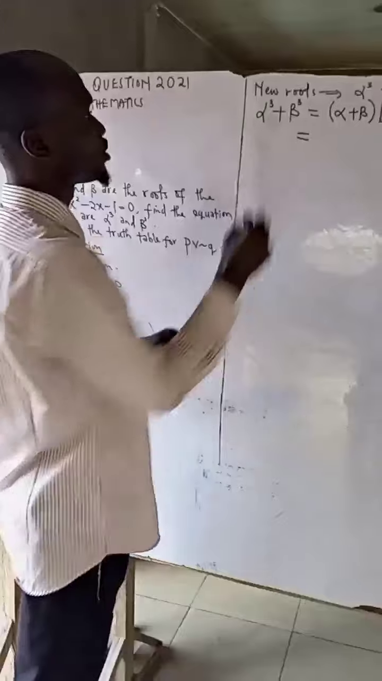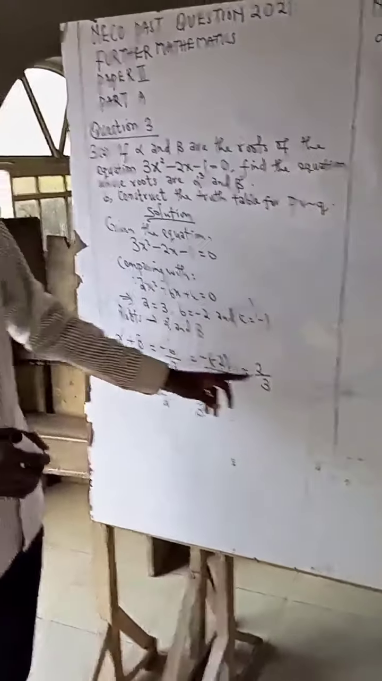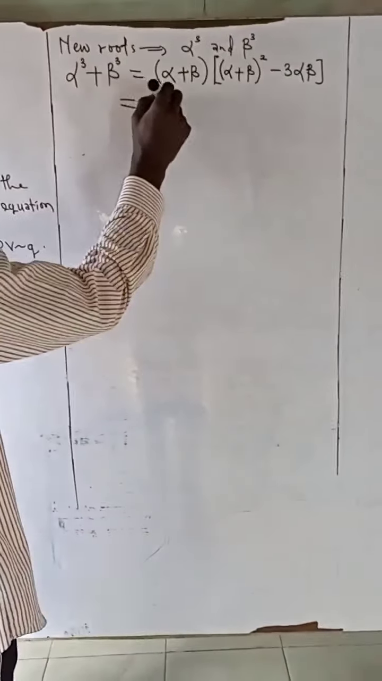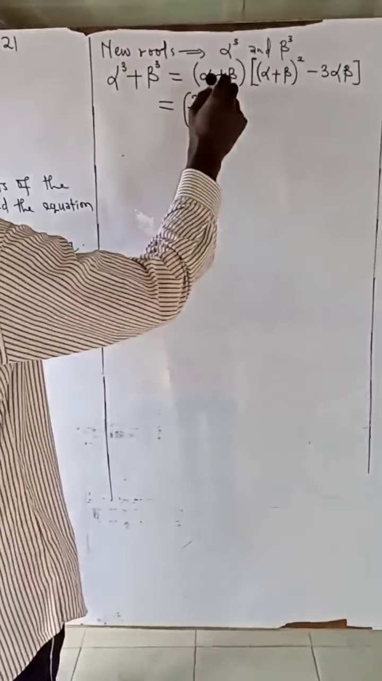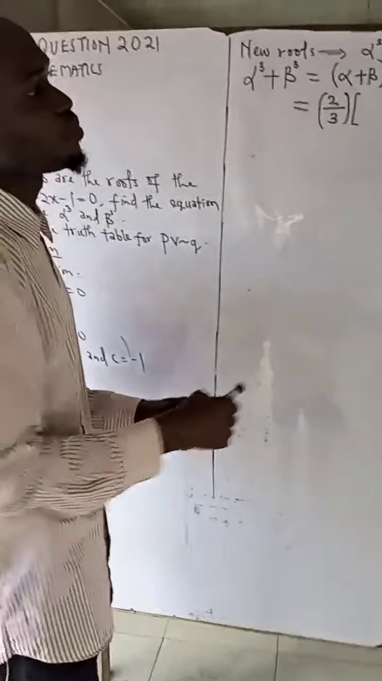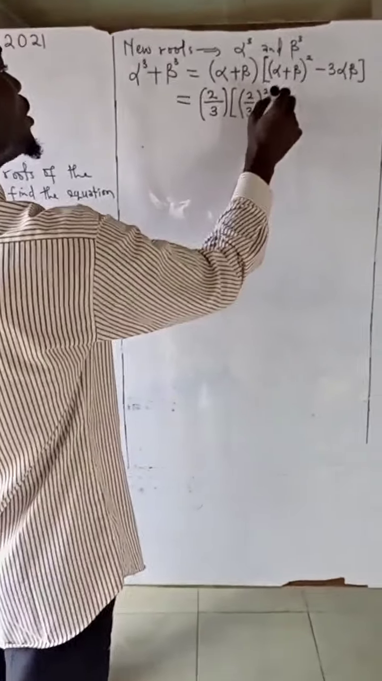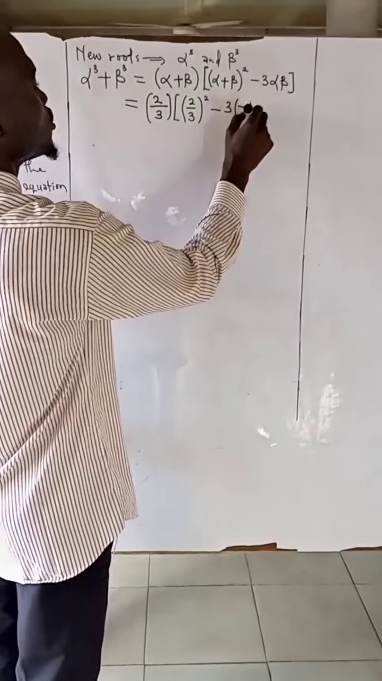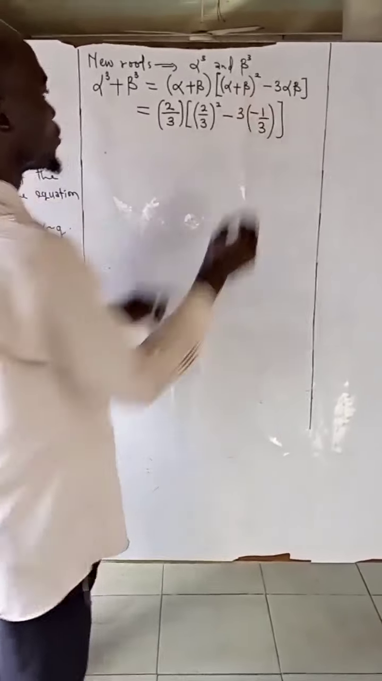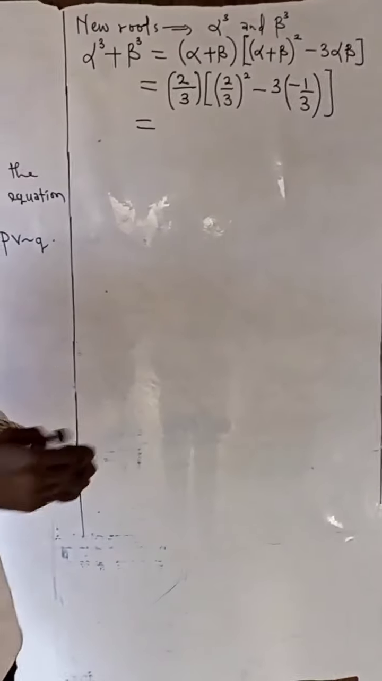So we now substitute this. We have our alpha plus beta here. We put it in the formula. That's 2 over 3, brackets. Open another bracket for alpha plus beta squared, which is 2 over 3 squared, minus 3 brackets, alpha beta from here is minus 1 over 3. Substitute minus 1 over 3. So we have to simplify what is inside the bracket and get our answer for alpha cube plus beta cube.